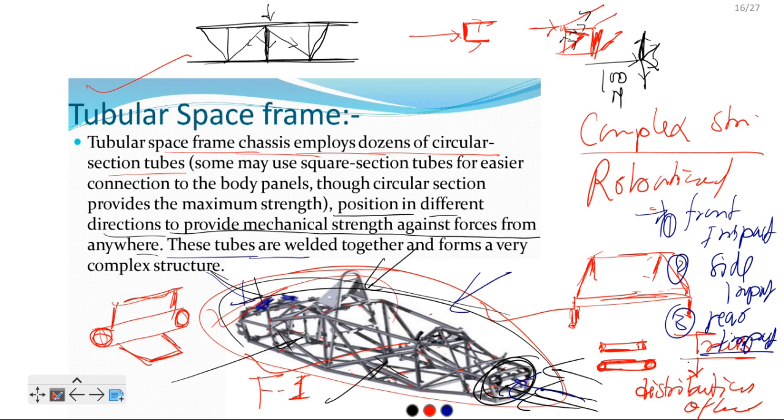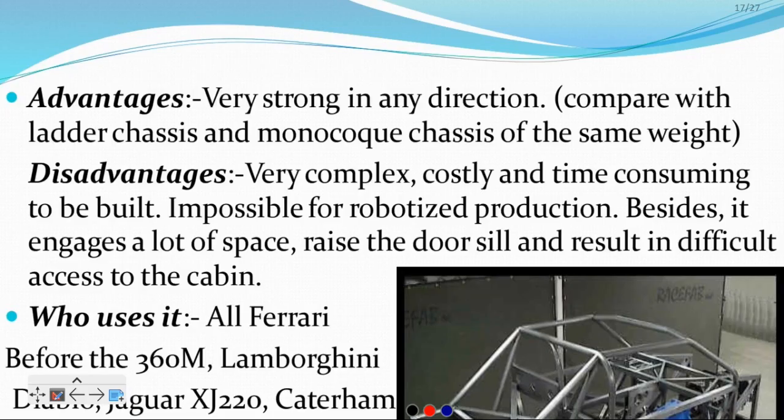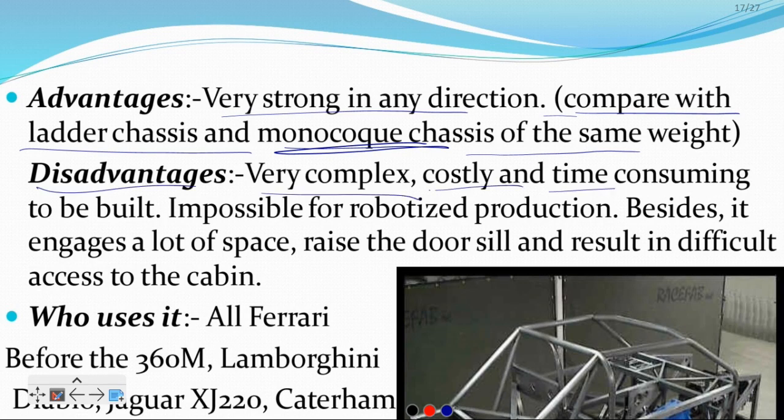So these tubes are welded together and form a very complex structure. Complexity is a big problem here. Because of this complexity, we cannot robotize this production. So mass or volume production is not possible here. Advantage: very strong in any direction, compared to ladder chassis or monocoque. Monocoque we will discuss later. Disadvantage: very complex, costly, time consuming.